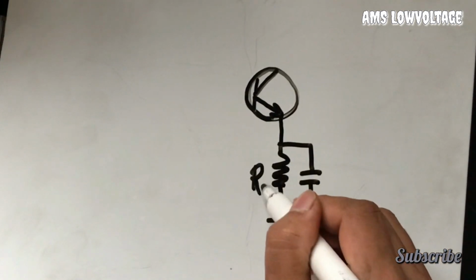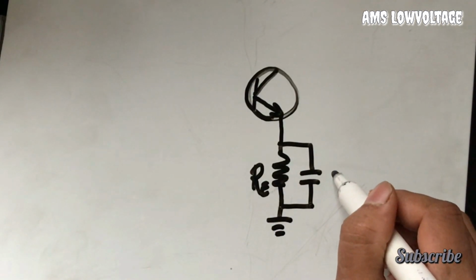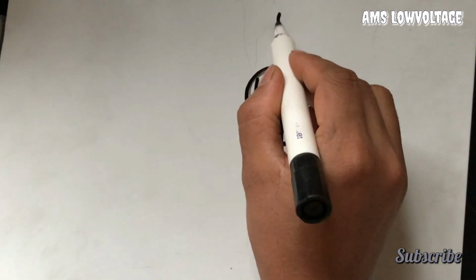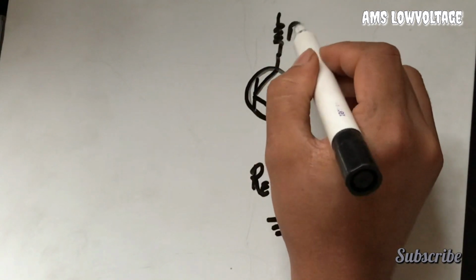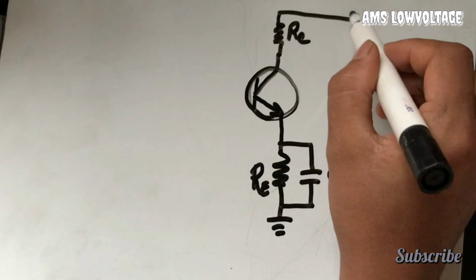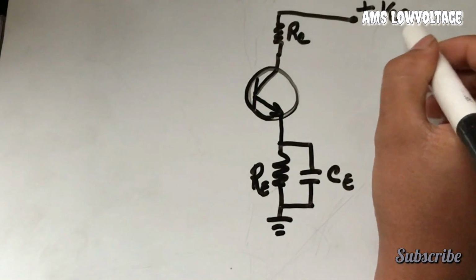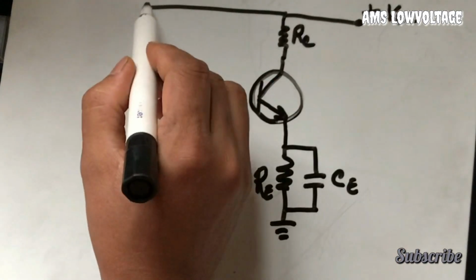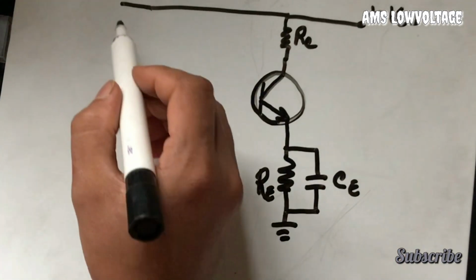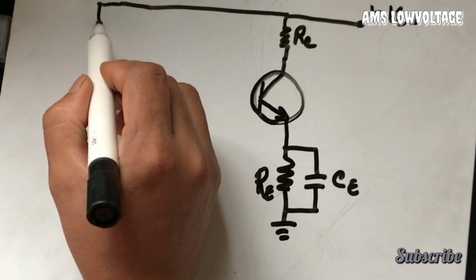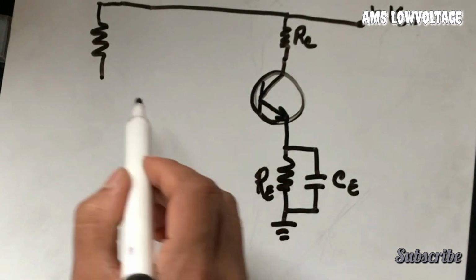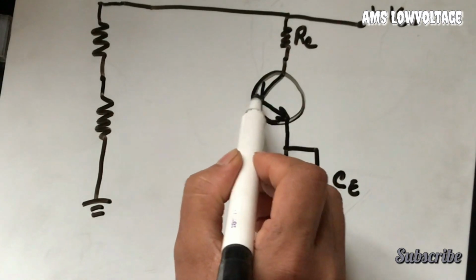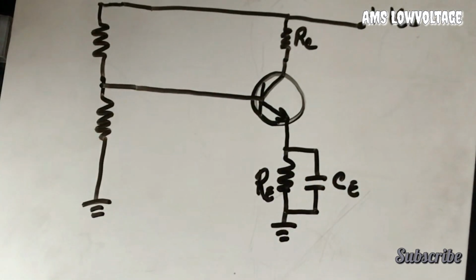It's RE, and this is the CE bypass capacitor, and this is RC. This is the positive power supply, and this is the biasing resistor, connecting the base of this transistor to the biasing resistor.